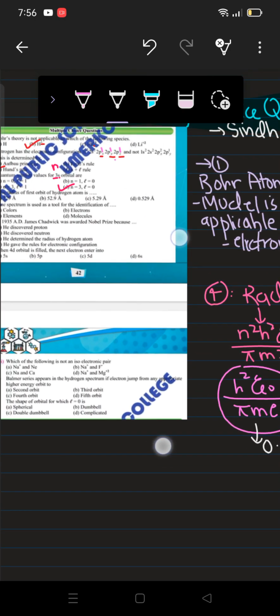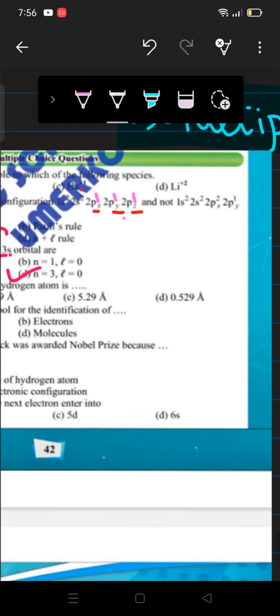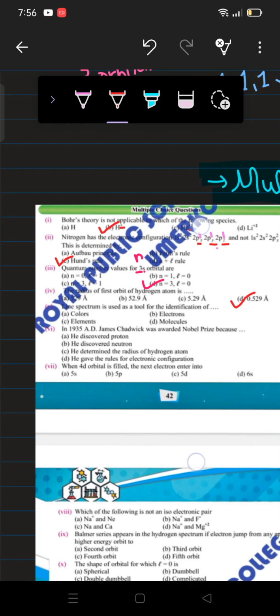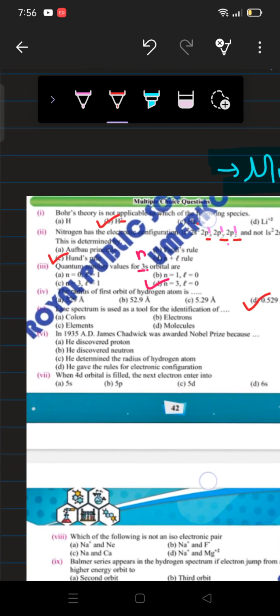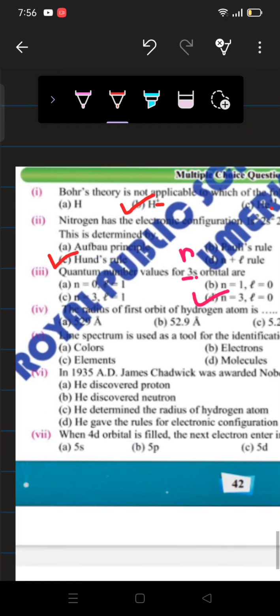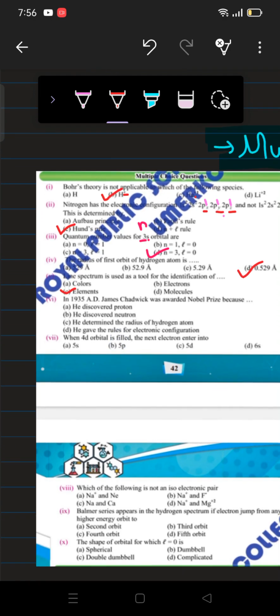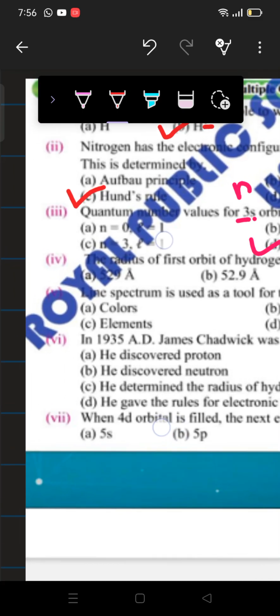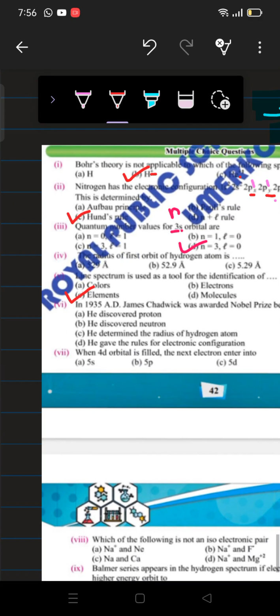So let's see where this answer is. So here it is, 0.529 Angstrom. Now, line spectrum is used as a tool for identification of elements. There is the theory. I'm not going to explain this since this is theory. We are discussing here the very difficult MCQs.